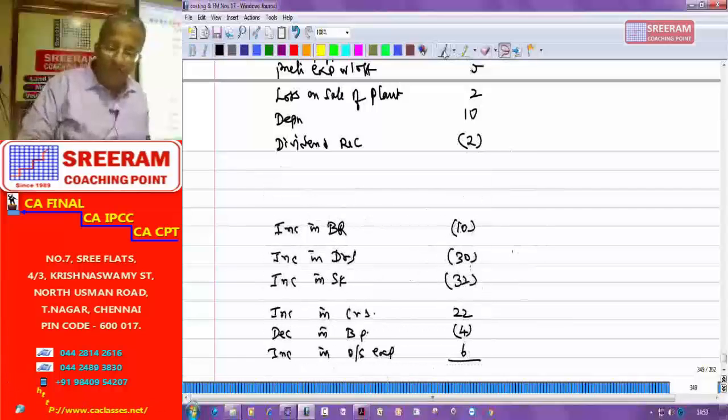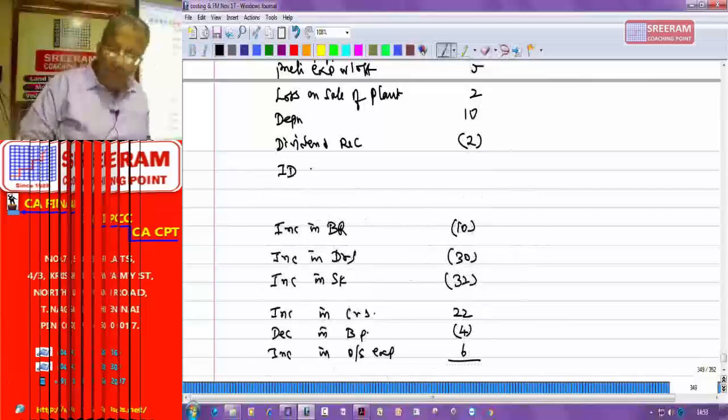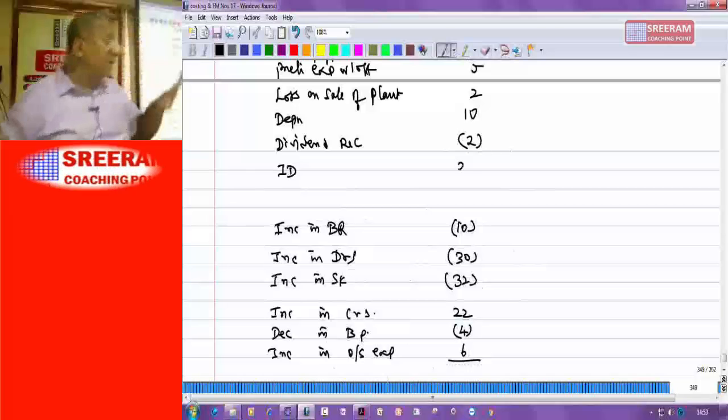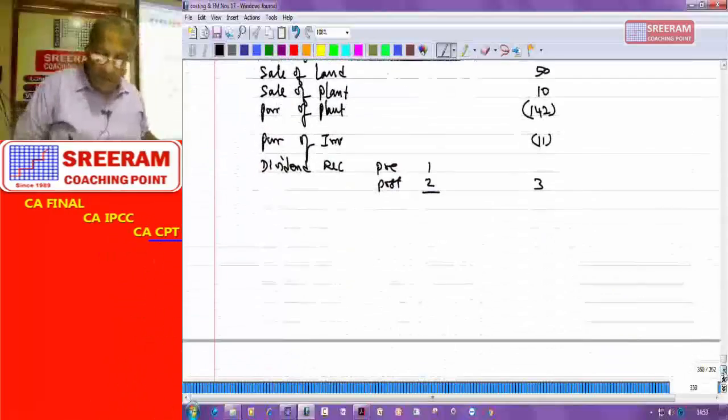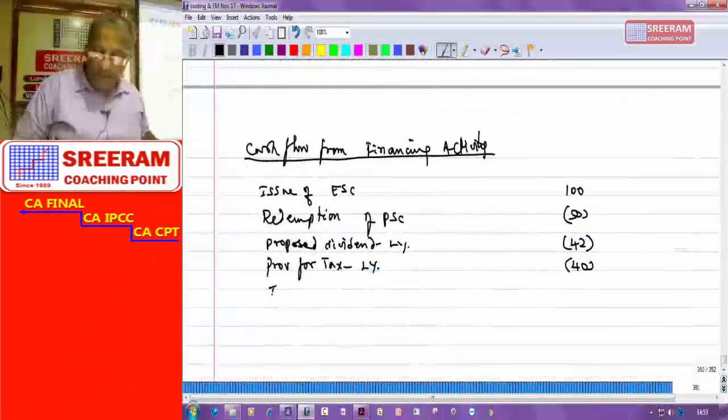Interim dividend, how much? 20. This is on the debit, so therefore without brackets. Now, interim dividend paid. How much is that? 20 within brackets.